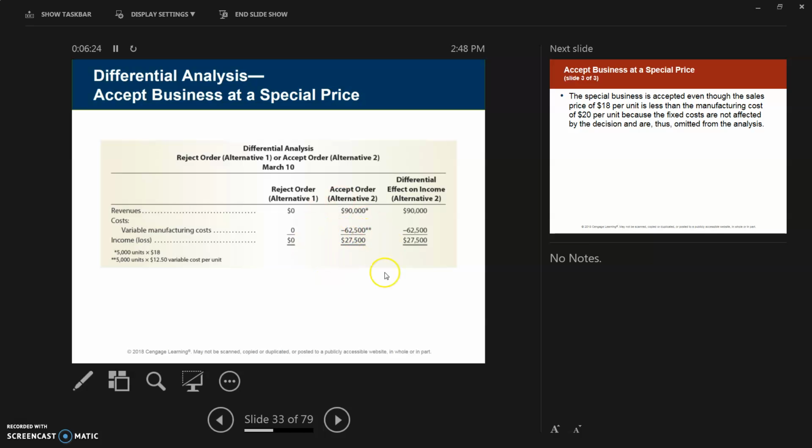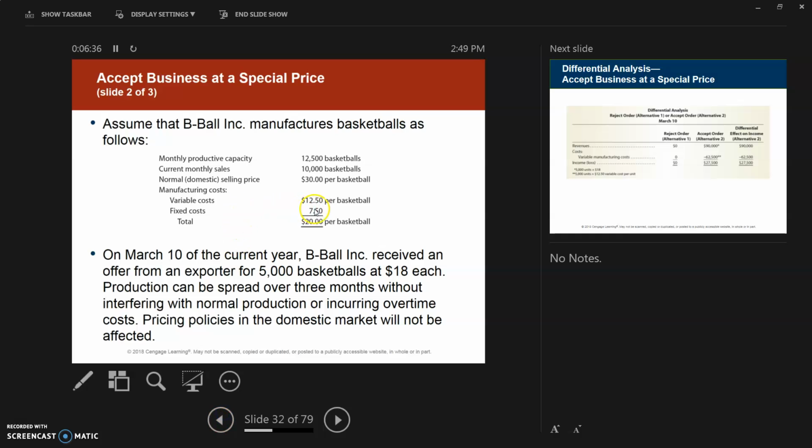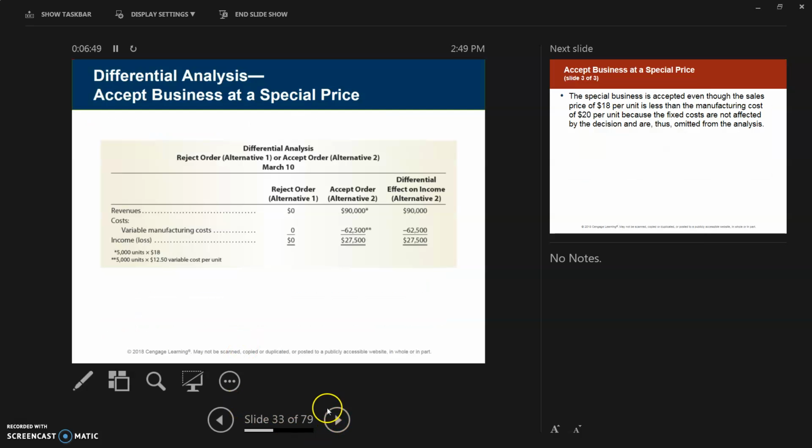But what are we missing here? What costs are we not counting? Well, we're not counting the fixed costs. And why aren't we? Because whether we reject the order or we accept the order, those fixed costs remain. They are not influenced by the level of activity. They are still going to be there. They're not going to go away. The only thing that would change is fixed cost per unit, right? But in total, we won't be saving any money.